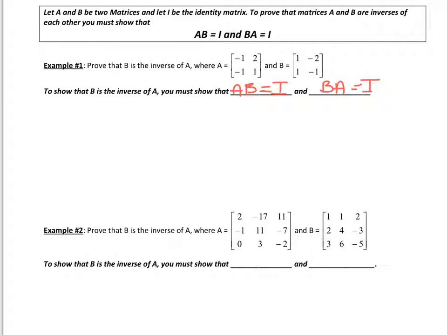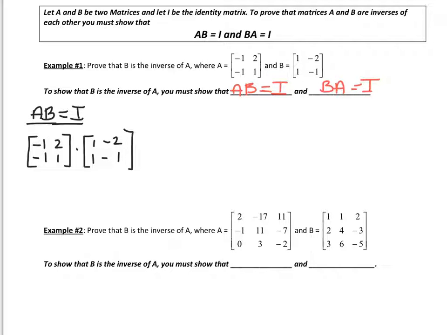So my first thing that I'm going to show over here is A times B, and I want to show that that equals I. So my A is -1, -1, 2, 1. Multiply this by 1, 1, -2, -1. Okay? So when we multiply, if you remember, we take this first row and multiply it by this first column using a dot product.